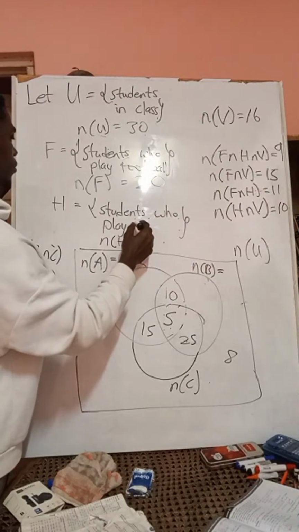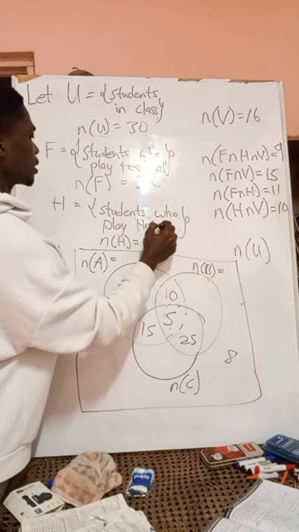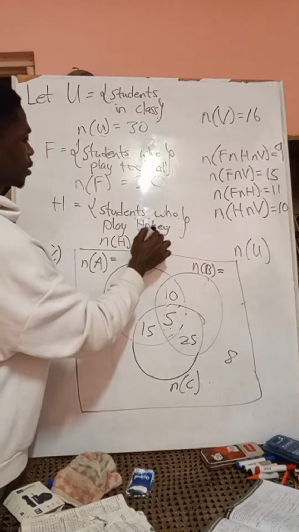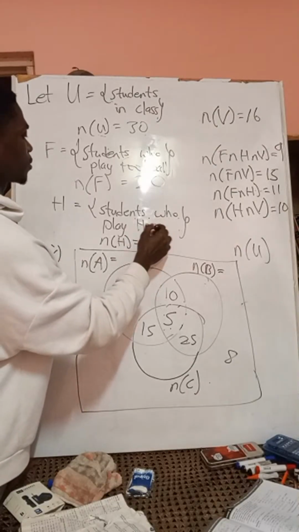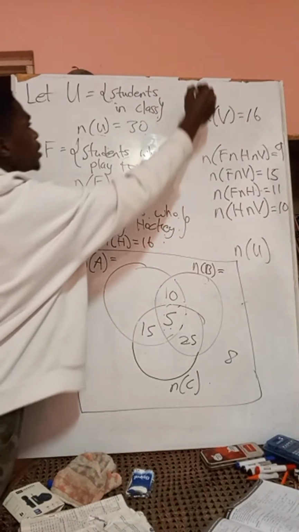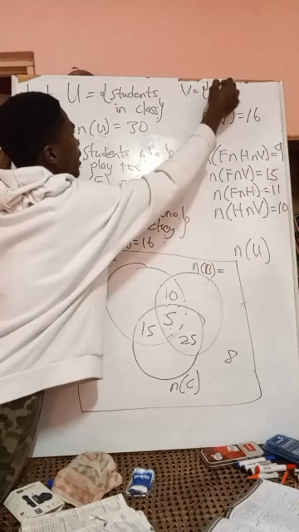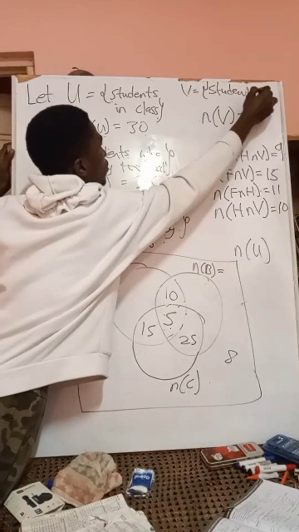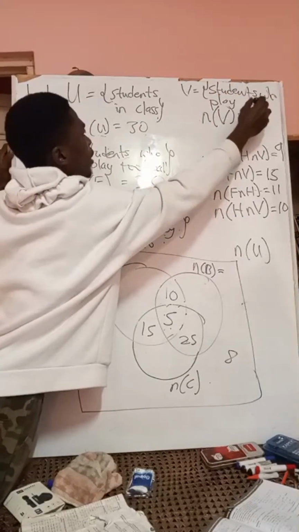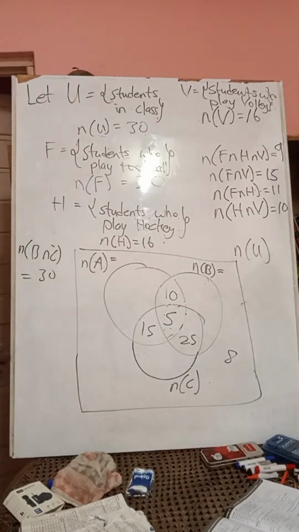16 play hockey. So this one is for hockey. And then this side is volleyball. So V equals students who play volleyball. This side is volleyball.